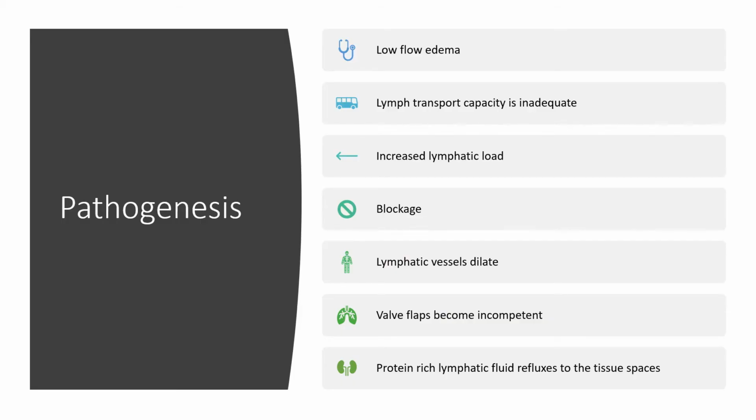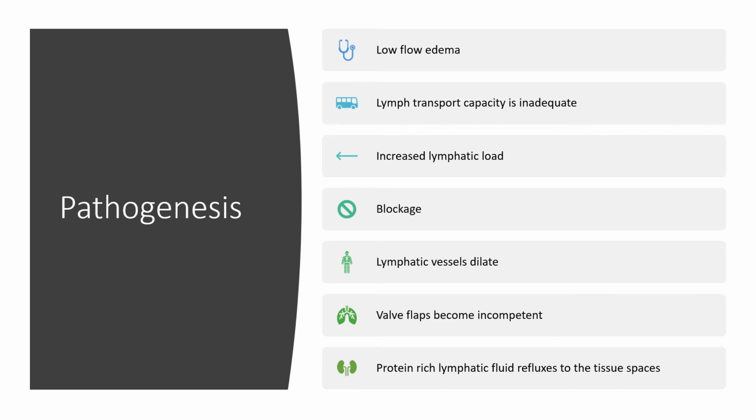Now let's dive into the pathogenesis of lymphedema. So it can be caused by low flow edema. We've already given the analogy of the highway being the lymphatic vessels, the cars being the lymph, and the toll booths being the lymph nodes. So if there's a car issue, if there's lymphatic transport inadequacies, the capacity is inadequate, that can result in lymphedema. If there's an increased lymphatic load, if there's too many cars trying to go through a certain amount of toll booths, that can cause lymphedema. That could cause a backup of cars and traffic. If there's any blockage, if there's something on the road that prevents the cars even getting to the toll booth, that could result in upstream or downstream edema, depending on what we're talking about.